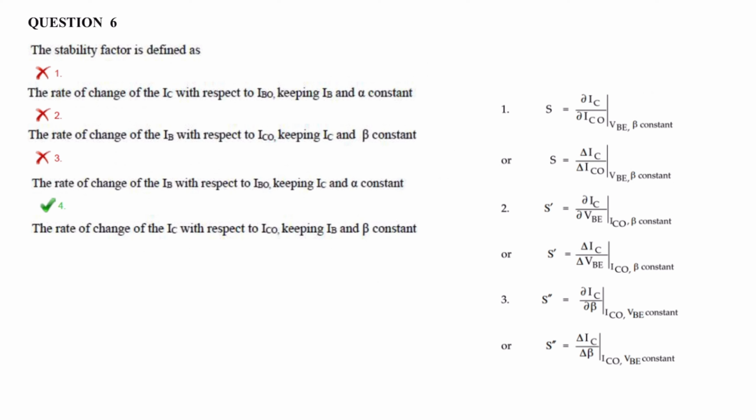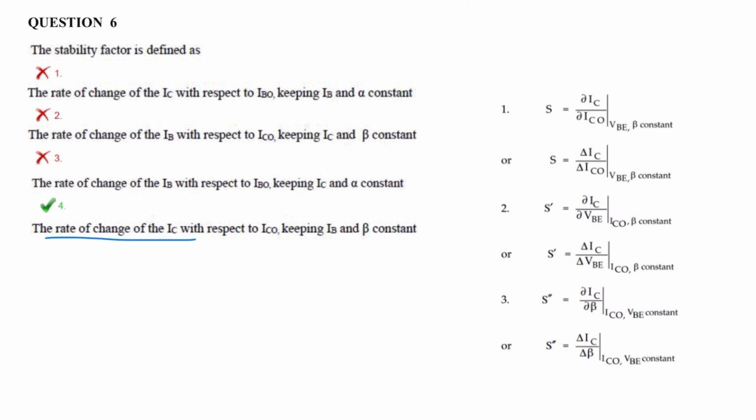So stability factor S is rate of change of collector current with respect to collector leakage current, keeping VBE and beta constant. Or stability factor S dash is rate of change of collector current with respect to VBE, keeping ICBO and beta constant. One more definition, S double dash is rate of change of collector current with respect to beta, keeping ICBO and VBE constant. So these are the three different formulas to calculate the stability factor from the given options.